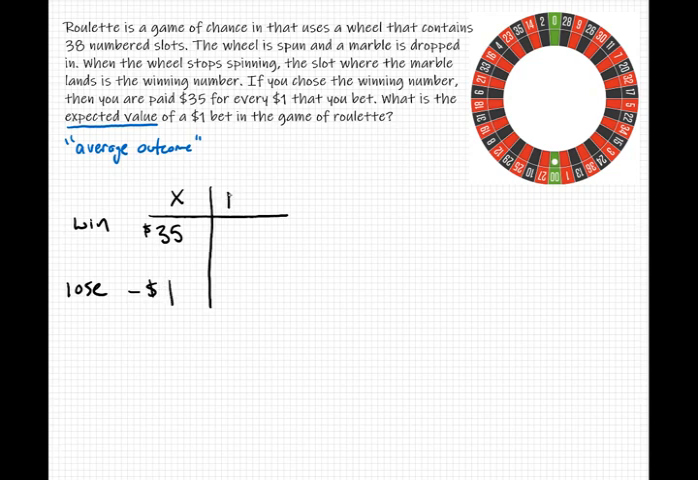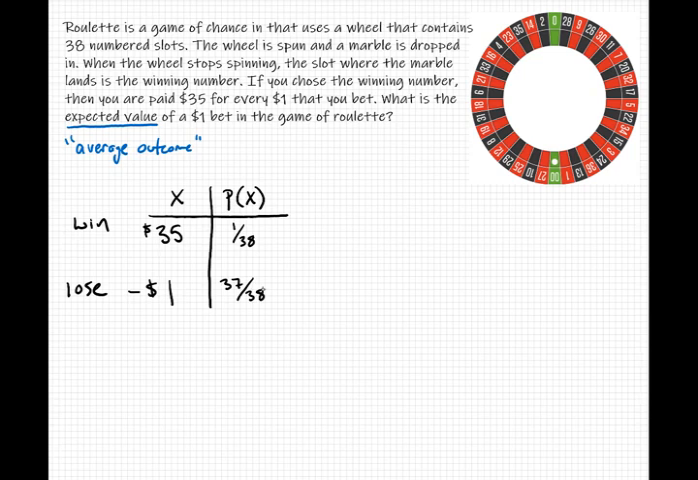Now let's look at the likelihood or the probability of each of those things happening. Well, there are 38 numbers. There's only one winning number. So the likelihood of winning or the probability of winning is 1 out of 38. And the probability of losing, well, there's 37 losing numbers. There's 37 slots where the marble does not land. So the probability of losing is 37 out of 38.